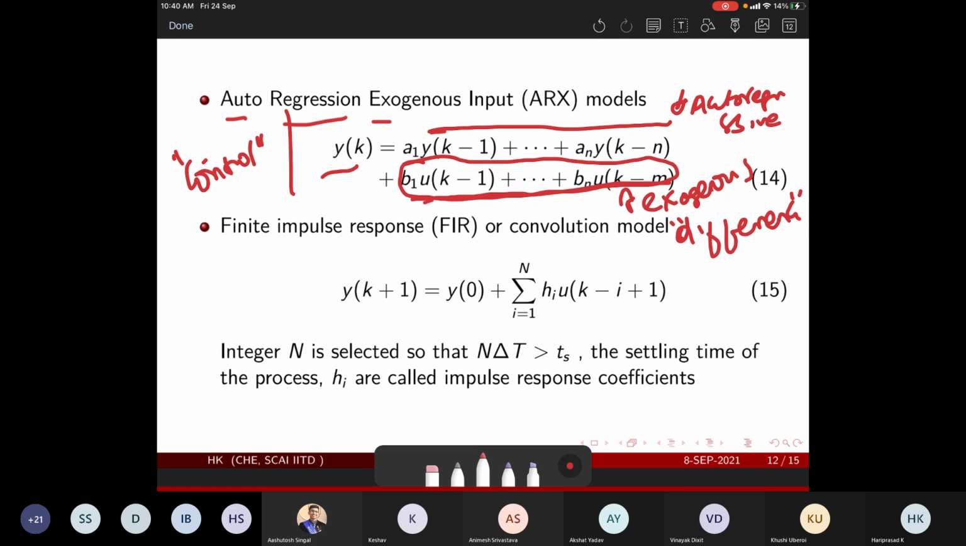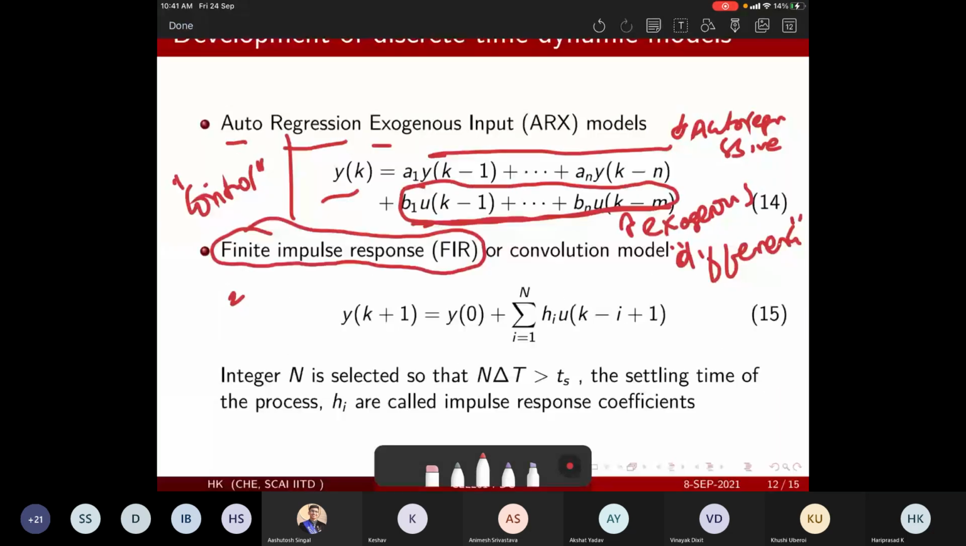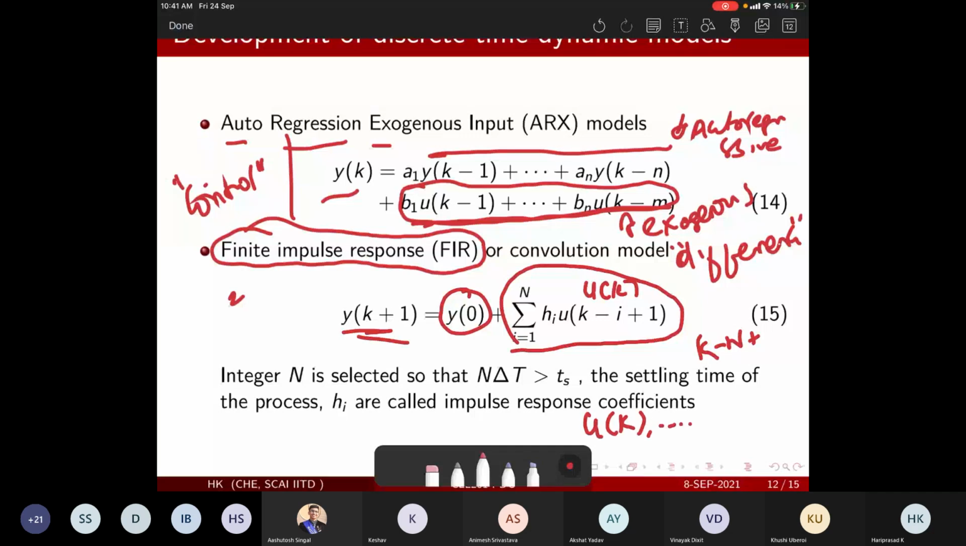Okay, so the next type of models are called finite impulse response models, FIR models. Here the model structure is slightly different. Your output at k plus 1, which is again futuristic, is a function of your initial value and some historical values, starting from k minus n plus 1 to k. When you put i equal to 1 over here, it would be u of k, and the u values range from u of k to u of k minus n plus 1.